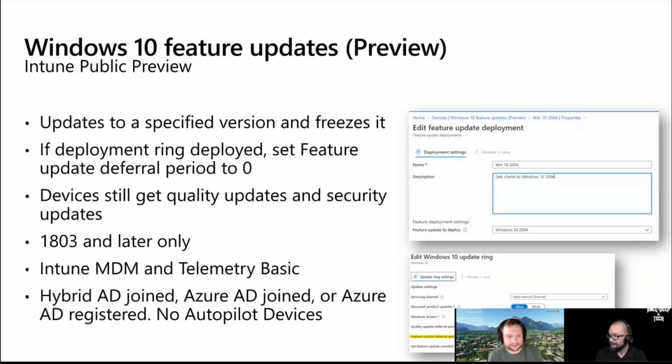What this requires though is that the update rings are being set to 0 on the feature update deferral period in order for that to work. And again, it's really simple. You give it a name, you select the build that you want to freeze, and you deploy it to the machines you want to have this build set to.